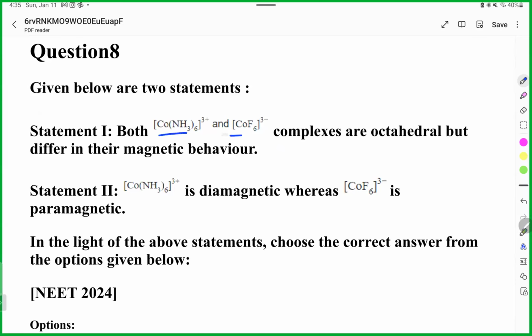Varinder, next question. This and this complex are octahedral but differ in magnetic property. Yes, one has a strong ligand. Here you have a weak ligand. Correct. First is diamagnetic, second is paramagnetic. Correct. So both are correct, Varinder.